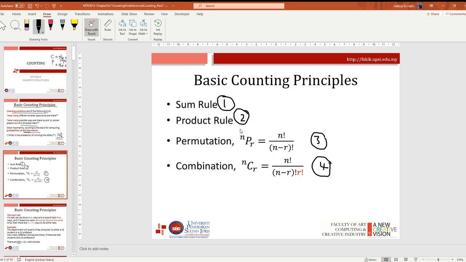For the basic counting principle, you need to learn: first is the sum rule, second is the product rule, thirdly is the permutation, and lastly is the combination.